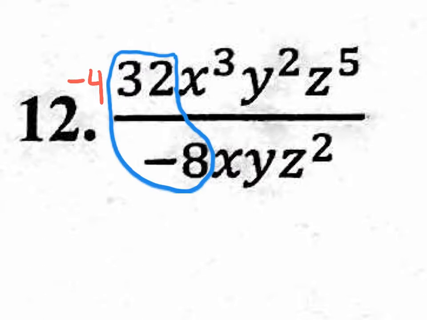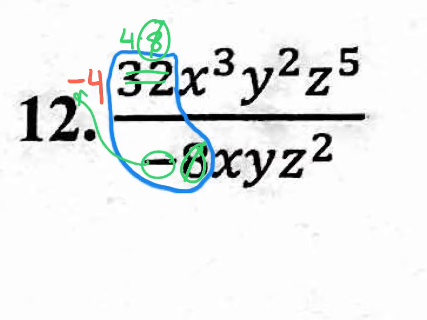Another way of doing it would be to change the 32 to 4 times 8. And then you could cancel out this 8 up here with this 8 down here, and you have the negative sign that you're going to bring up and put it on the 4. So that's how you end up with the -4 anyway.